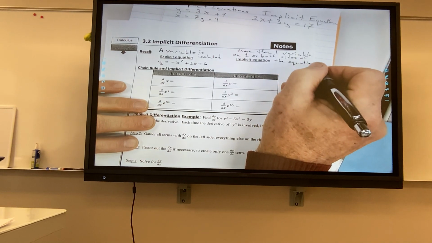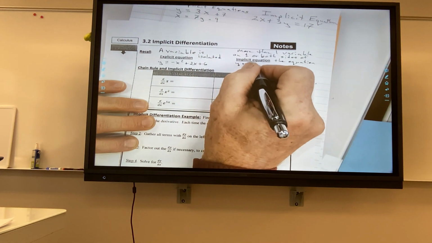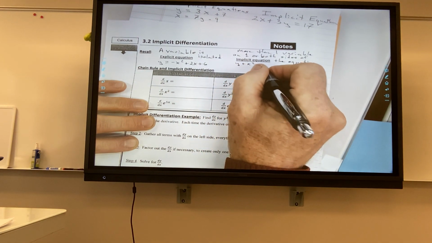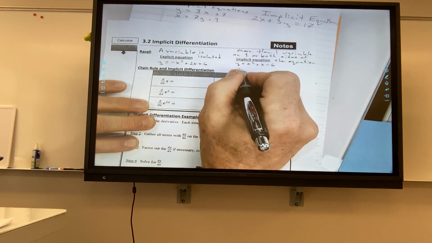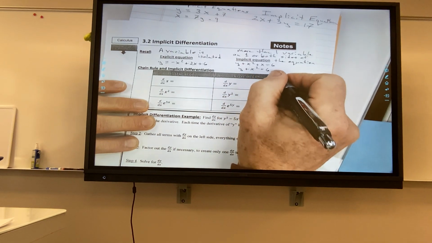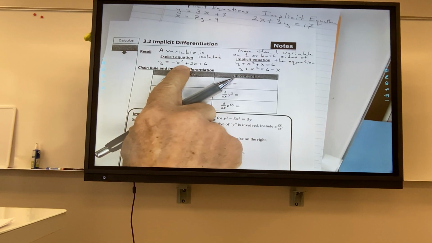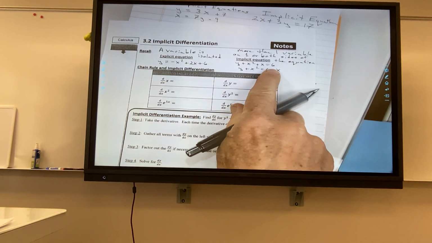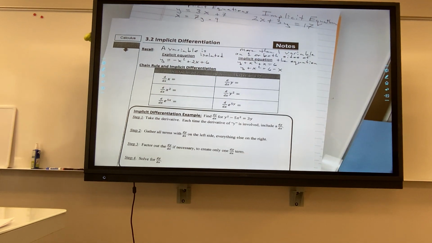I'll give you some examples. y plus x squared plus x equals 6. Or here's another one. y plus x squared equals 6 minus x. So that's just taking this equation that's explicit and putting it in a couple of different implicit forms. Okay.